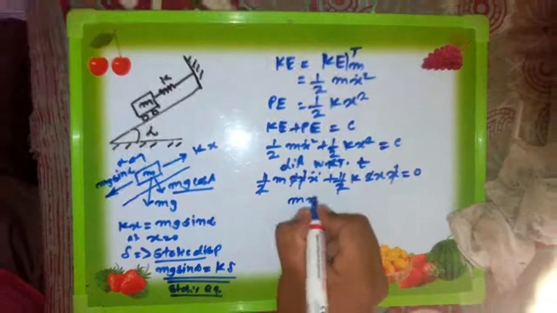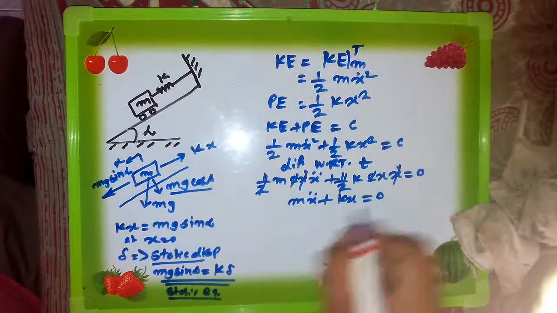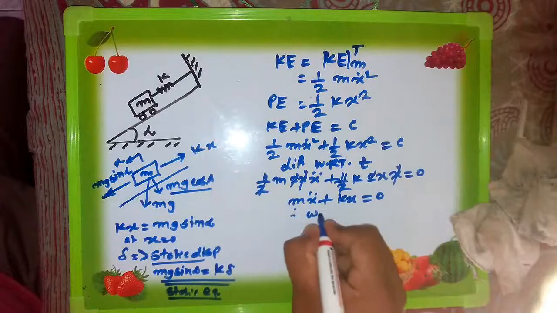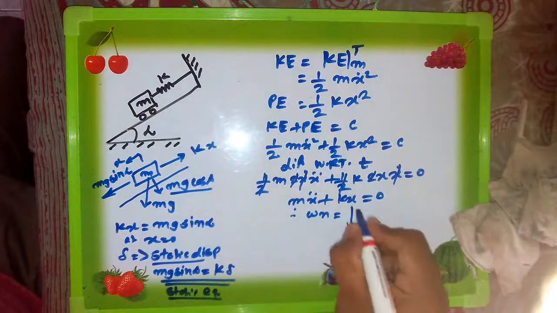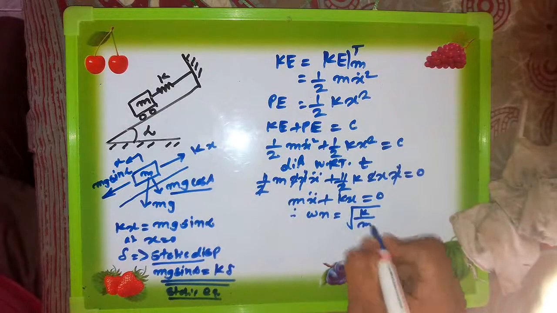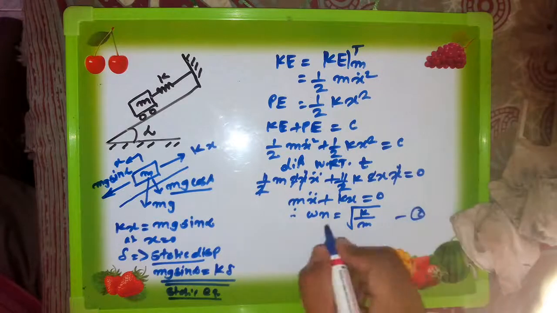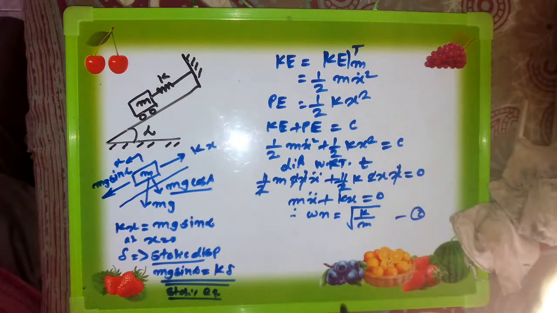So you'll get it as m x double dot plus k x is equal to 0. Therefore omega n is equal to square root of k upon m straight away. Okay, this is the equation, this is correct, but we have to extend it further.